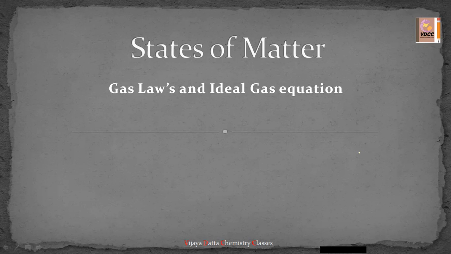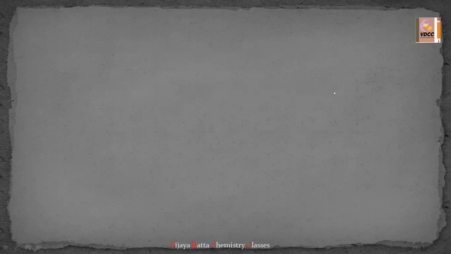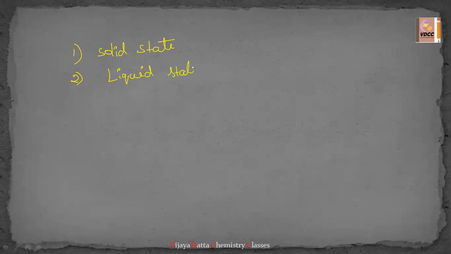Today we are going to start with states of matter. In the states of matter, we are going to discuss gas laws and the ideal gas equation. Let us start with the introduction. Here, we'll discuss the three types of states generally. The first one is the solid state, the second one is the liquid state, and the third one is the gaseous state.